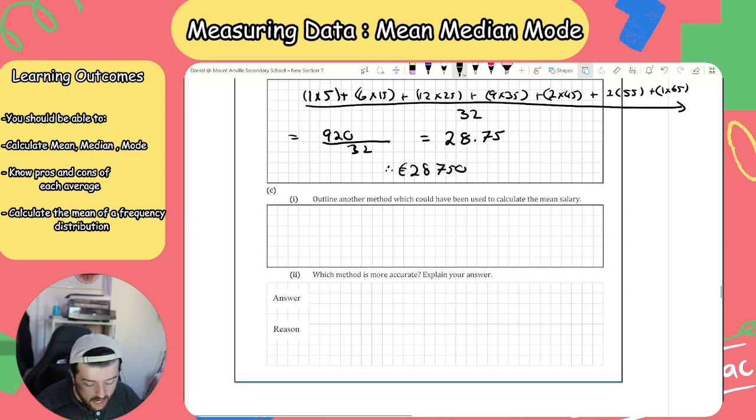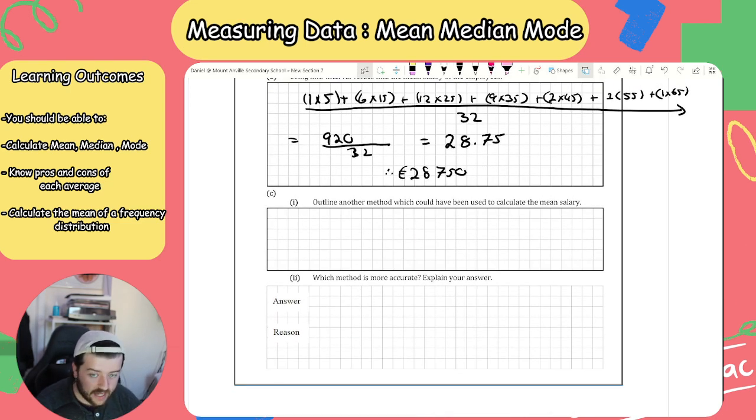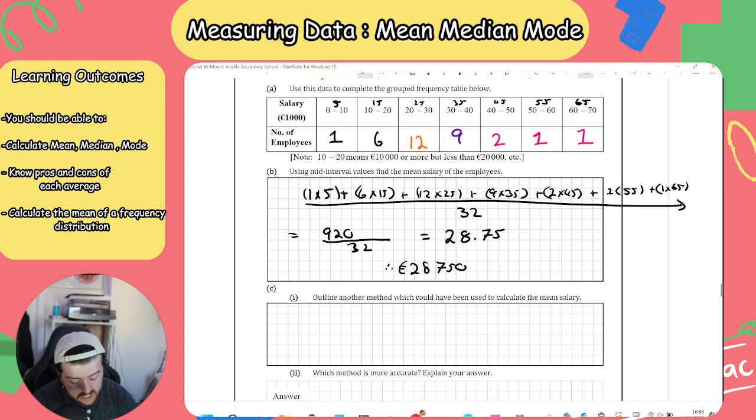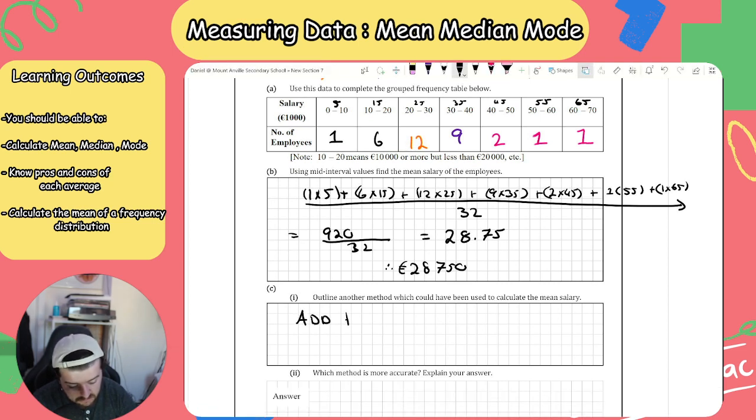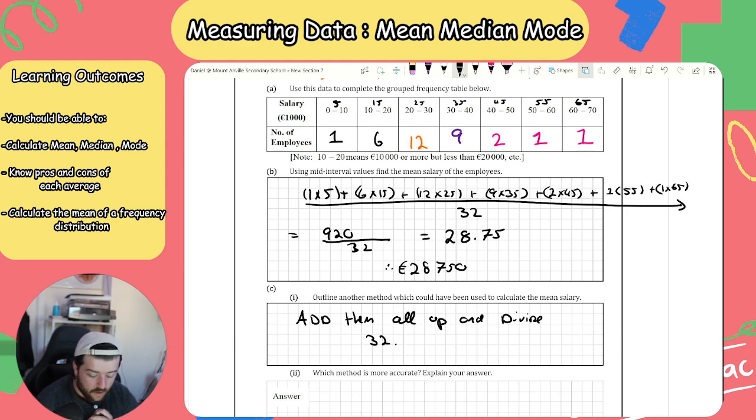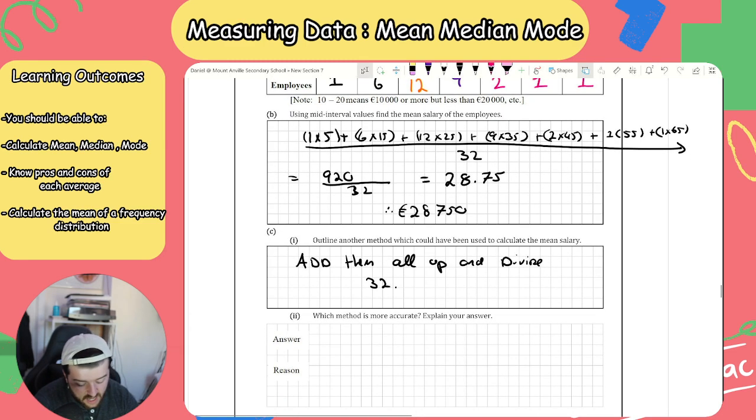So outline another method which could have been used to calculate the mean salary. Another method that could have been used is just add them all up and divide by 32. Which method is more accurate? Just the normal mean, right? Because the mid-interval value.